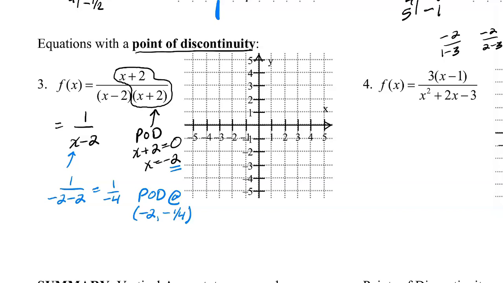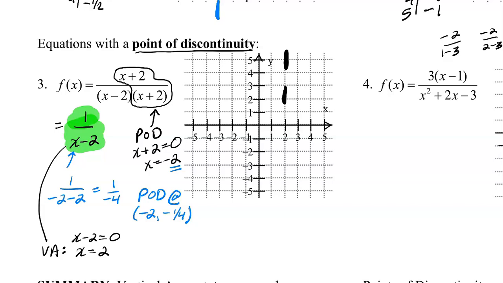We also have, on the same graph, a vertical asymptote. If we look at the simplified version here, we have a vertical asymptote at whatever factor in the denominator can't be divided out, set equal to 0. So you have a vertical asymptote at x equals 2. This equation would also have a horizontal asymptote. But the new part is graphing this point of discontinuity at -2, -1/4.